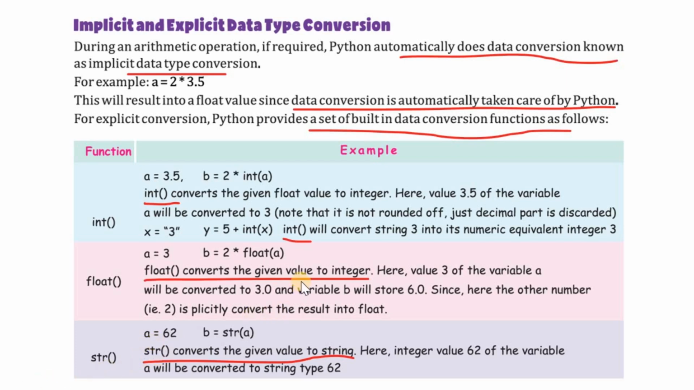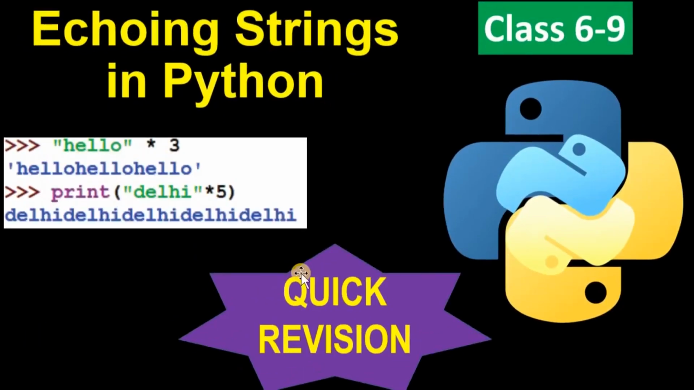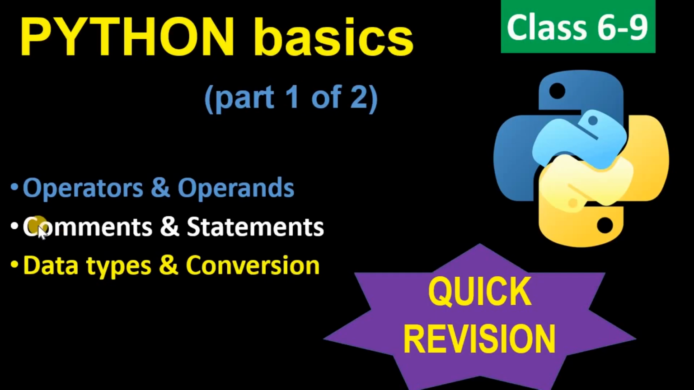Okay, so we have completed the first part of this Python basics, where we have covered operators, operands, comments, statements, data types and conversions. Good.